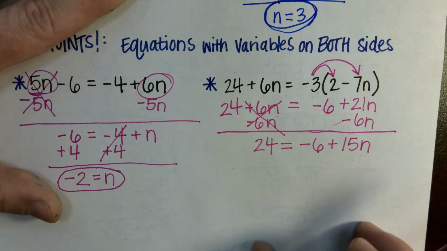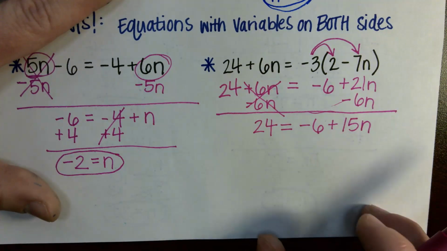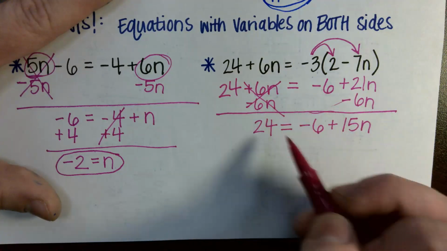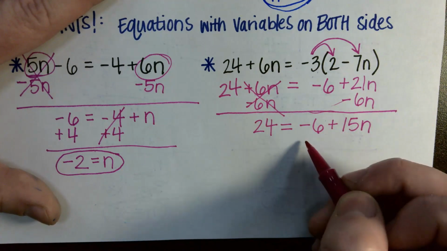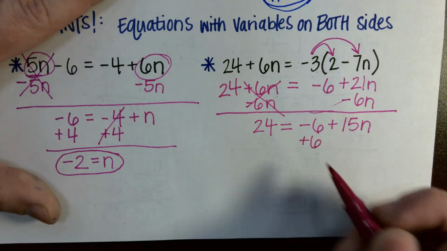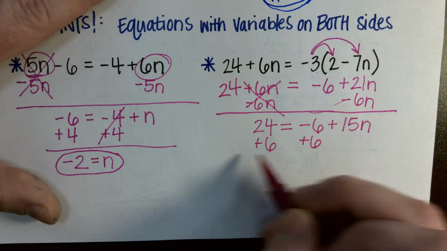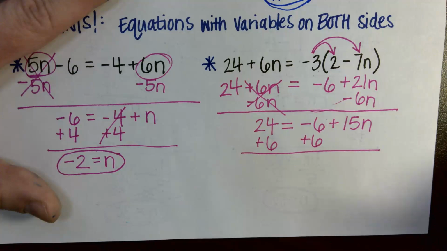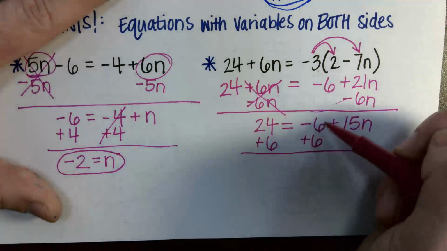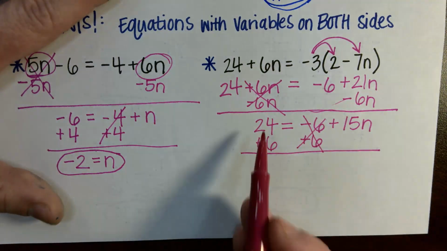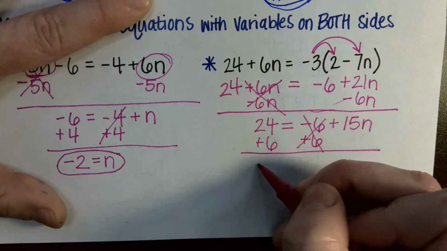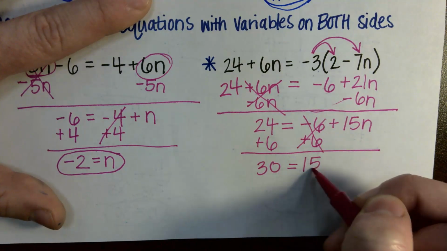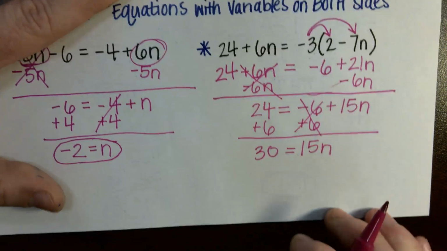What should I do here? Add 6. Yes, remember we cannot multiply or divide until we get rid of our addition and subtraction. So we want to get rid of my negative 6 by adding 6 to both sides. All right, then what happens? My 6's are going to cancel. And what's 24 plus 6? 30 equals 15n. All right, we are very close.